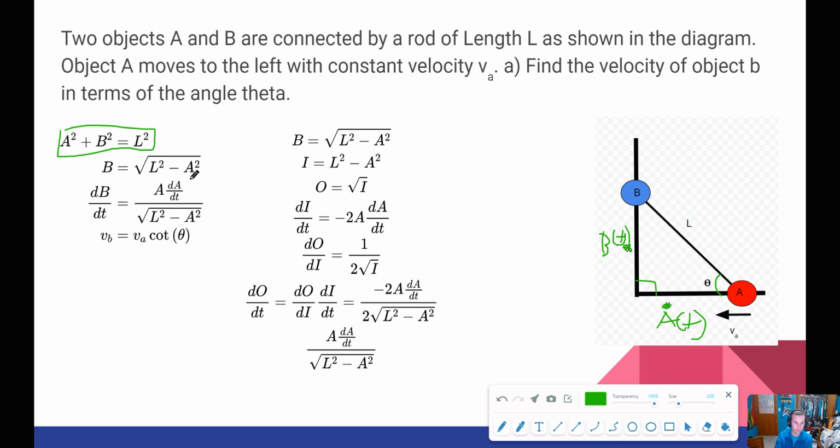So if we do an aside over here, we've got our expression. We're going to have to use the chain rule. Our inner function is L squared minus a squared, and our outer function is the square root of the inner function. So the derivative of the inner function is minus 2a dA/dt. And then the derivative of the outer function is 1 over 2 times the square root of the inner function, and then you do the chain rule and you get this right here.